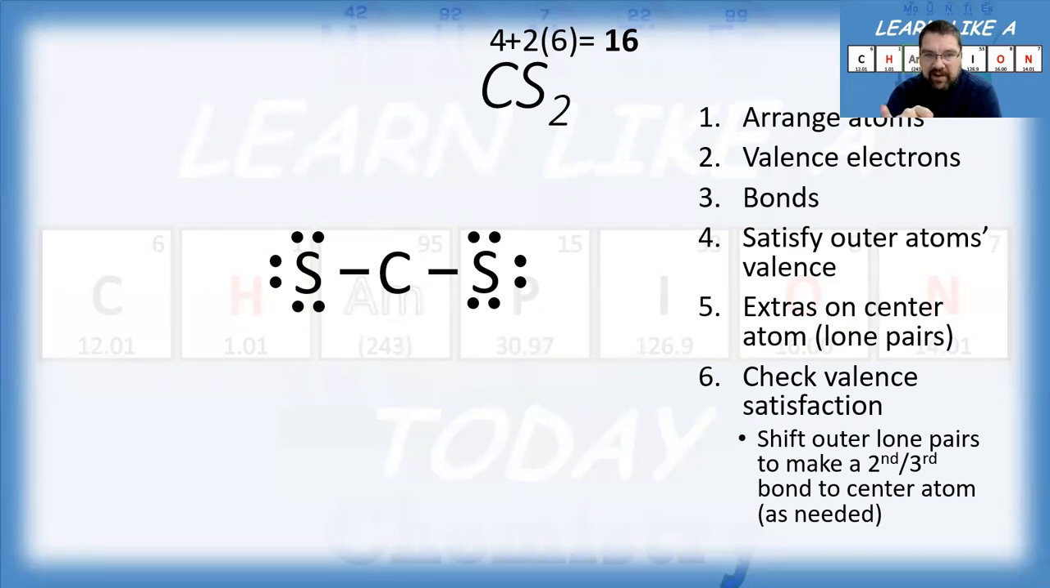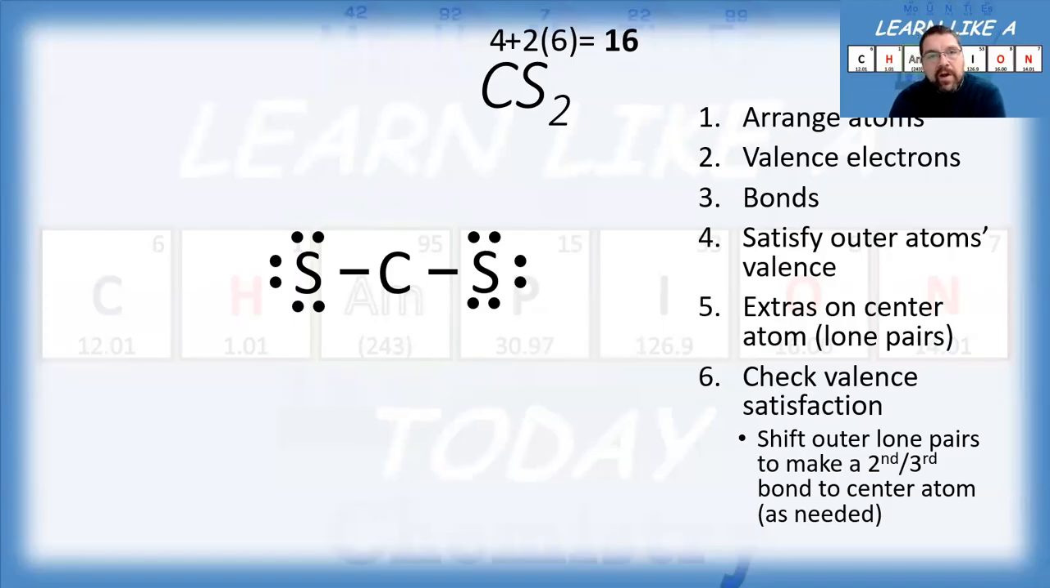The sulfurs are satisfied, but that carbon in the center is not. It only has 4 valence electrons currently. And carbon being in period 2, it must have 8 valence electrons. It is locked in on that number 8, no less, no more. So what we have to do, because we've distributed all the electrons, is we can't just pull them out of thin air and stick a couple pairs on carbon just because we want to.